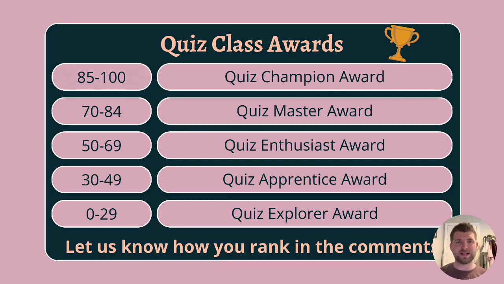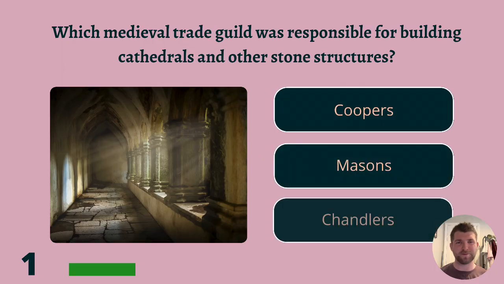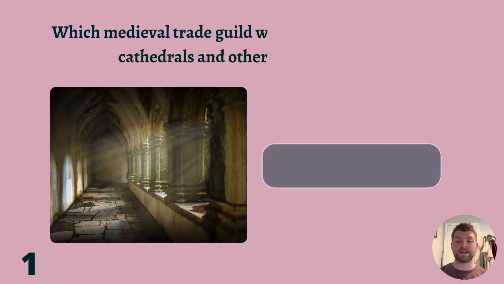So without further ado, let's get started with question 1. Good luck! Which medieval trade guild was responsible for building cathedrals and other stone structures? Coopers, masons, or chandlers? The correct answer is masons.